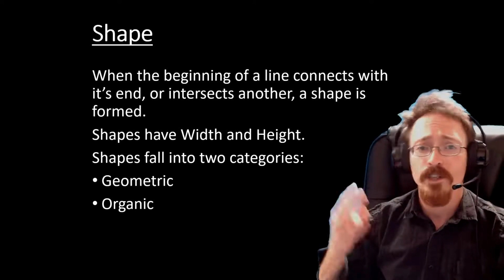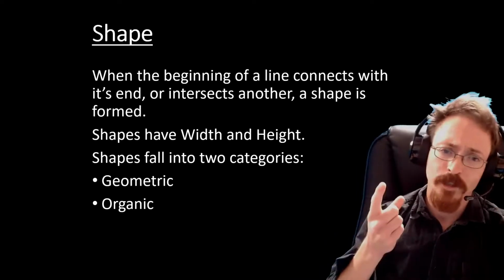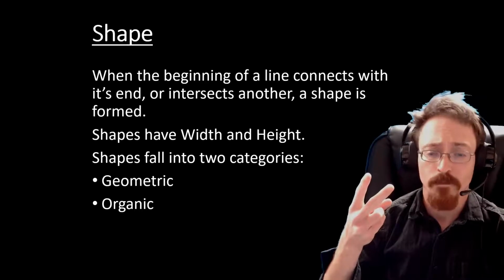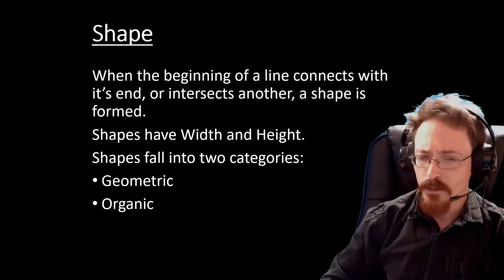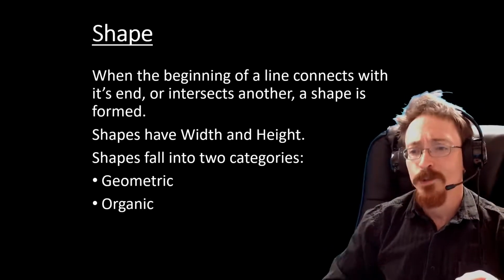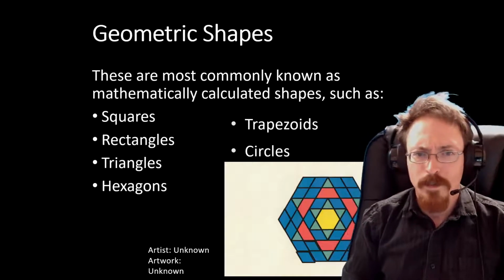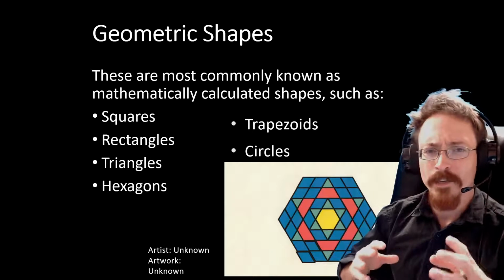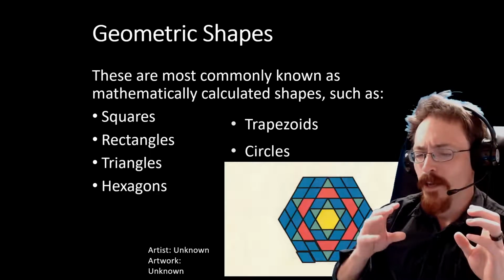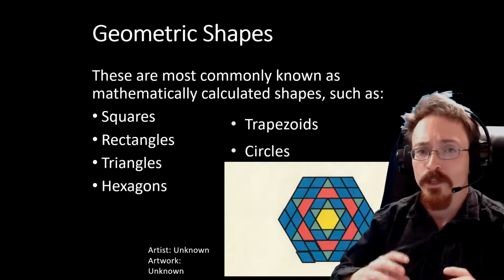Now, there are two different types of shapes: a geometric shape and an organic shape. Those are the two different types. They're very easy to remember, even though the names are a little complicated. Geometric is kind of a complicated name, but the way that it's classified is really easy to understand.